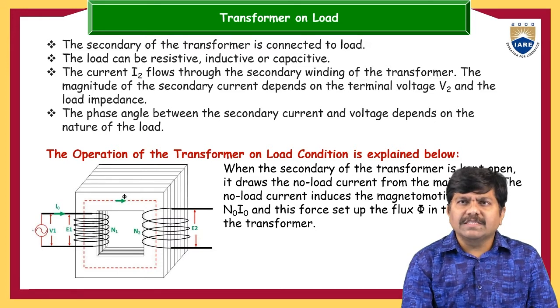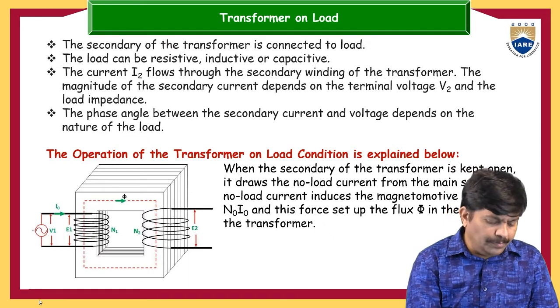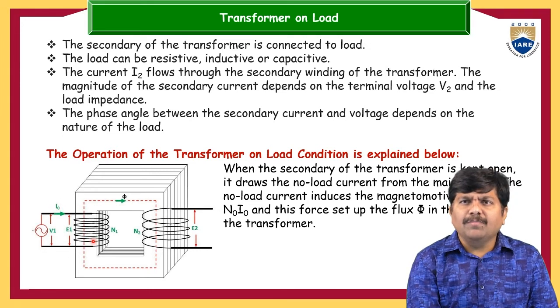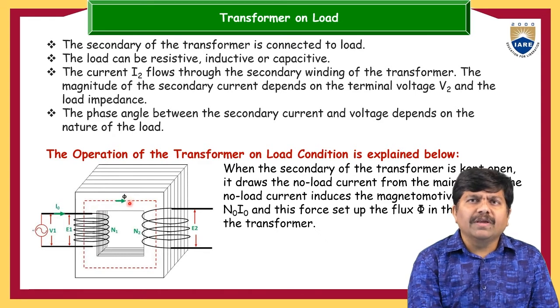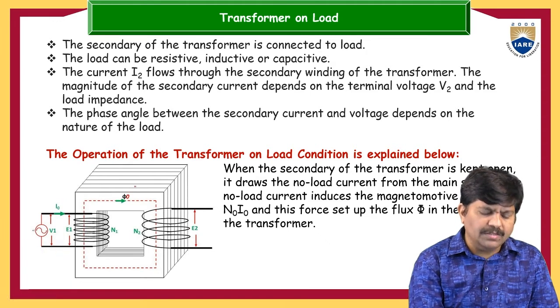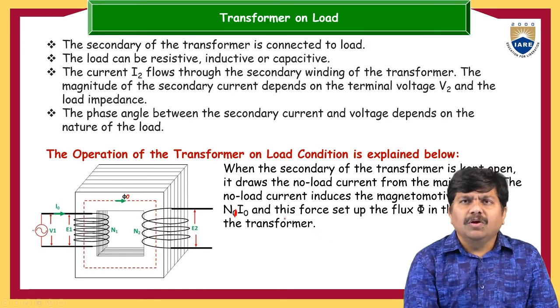When the secondary of the transformer is kept open, it draws the no load current from the main supply. So in the primary loop only we get the no load current. Whenever the no load current passes through the primary winding, it sets up a magnetomotive force N1 into I0, where N1 is the number of turns and I0 is the no load input current in the primary winding. This force sets up some magnetic flux, which under no load we represent as phi naught. So N1 into I0 is the MMF.